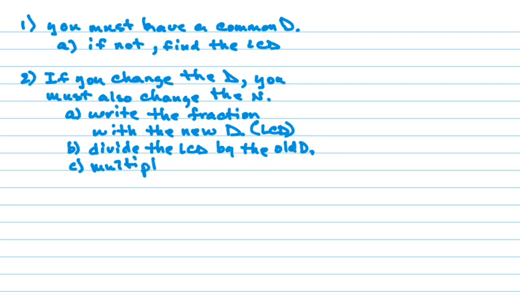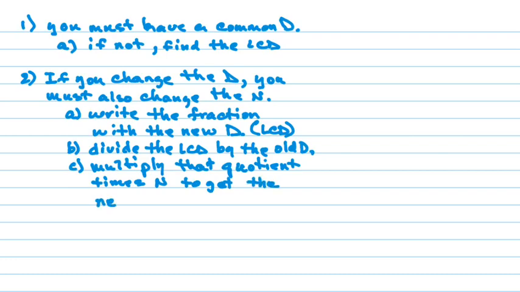Multiply that result. Don't say result. I want you to use the right word. That quotient. Why do I say quotient? Because quotient is the answer you get when you divide. Yeah, divide, guys. Okay? Quotient. So multiply that quotient times the numerator to get the new numerator.